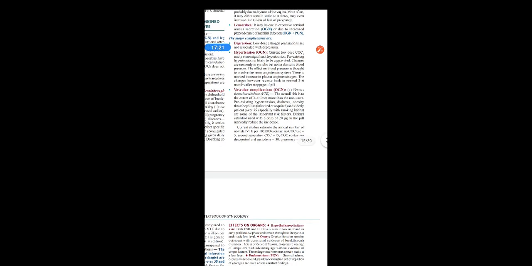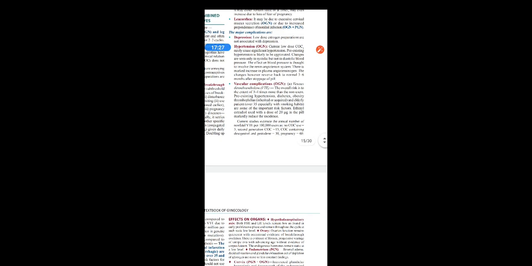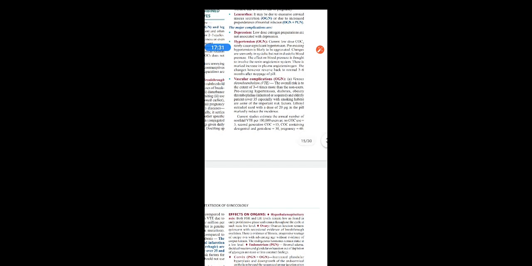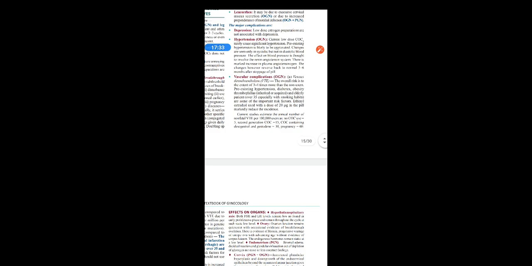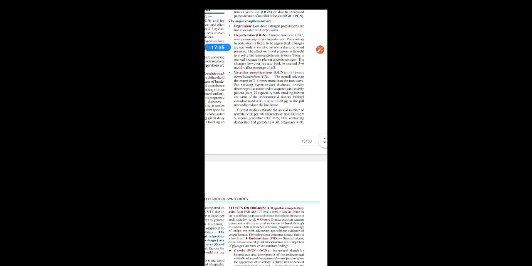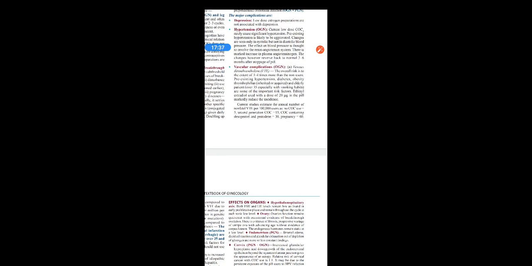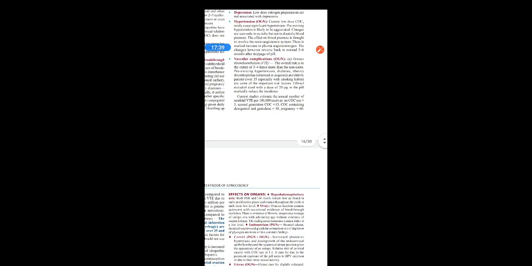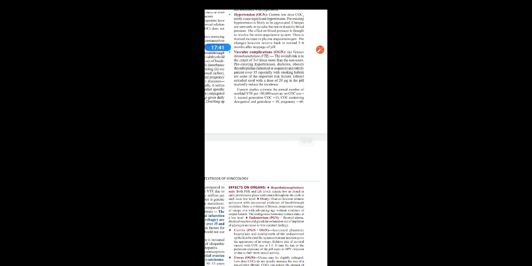Pre-existing hypertension is likely to be aggravated. So if the woman already has hypertension, there are chances of it being aggravated with the use of the pills. Changes are seen only in the systolic but not in the diastolic blood pressure. The effect on the blood pressure is thought to involve the renin-angiotensin system. However, the changes reverse back to normal 3 to 6 months after stoppage of the pills.